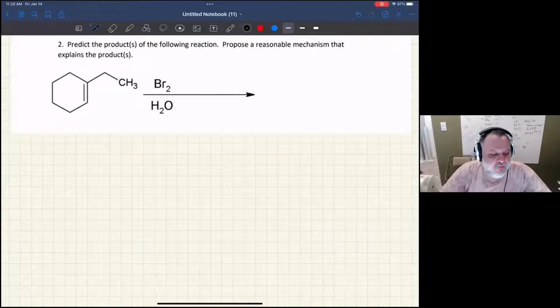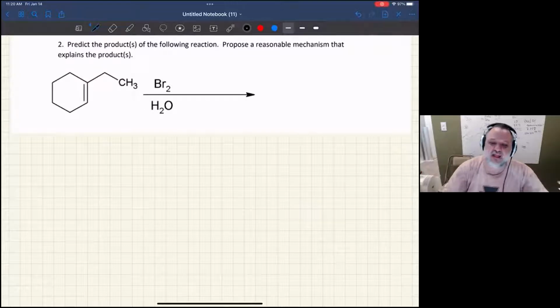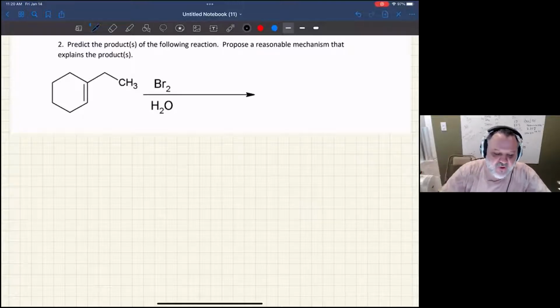Okay, here's another common reaction. It's an addition reaction of an alkene where we're going to add Br and OH. It's halohydrin formation. So it's the exact same mechanism as the addition of Br2, but now we're going to add the presence of water, and the water is going to be the second thing that attacks instead of another bromide.